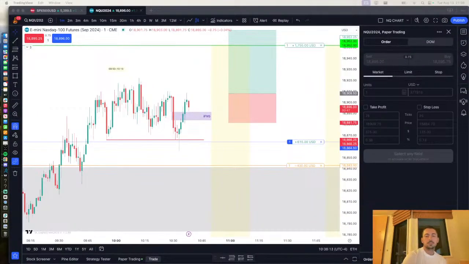Yeah, I agree. Yeah, day before CPI, you should not be using real funds.